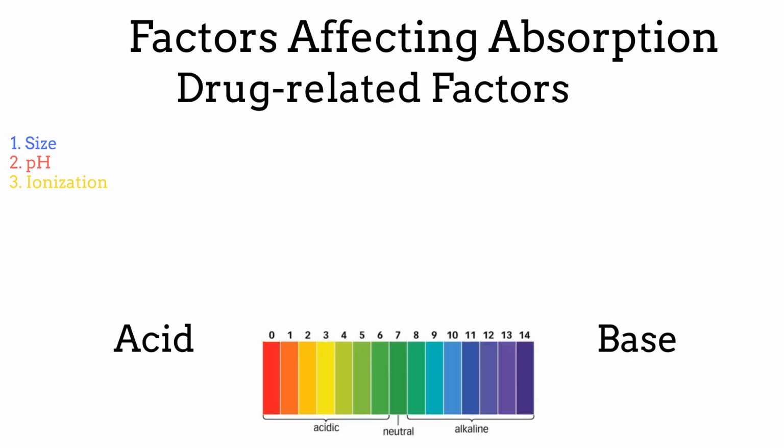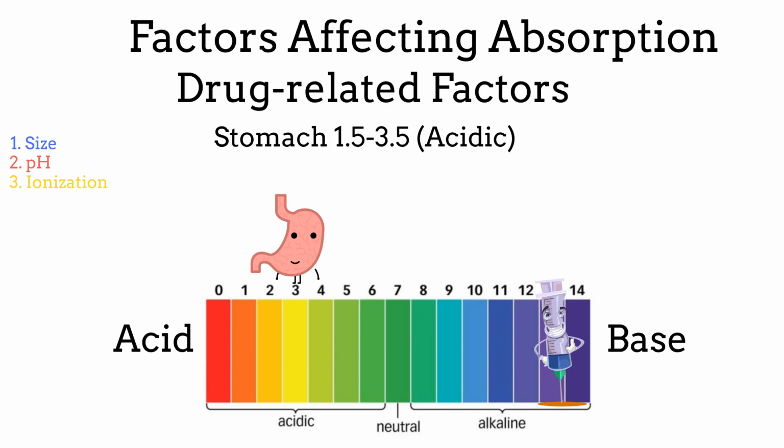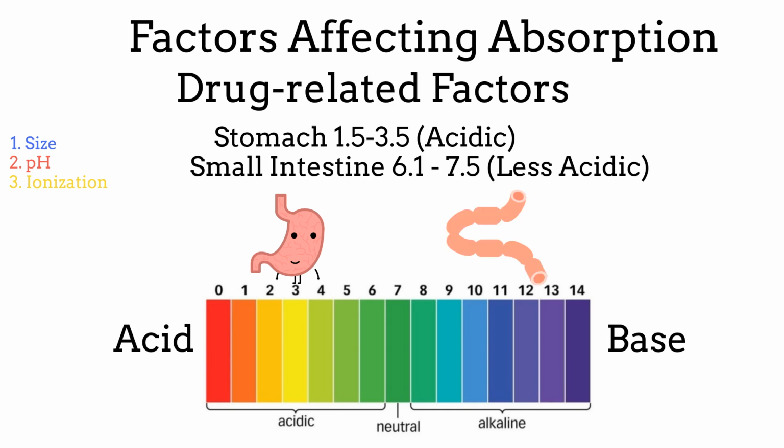Let's start with pH. pH of a drug tells you whether it's acting as an acid or a base. Acids have a lower pH, bases have a higher pH. Acidic drugs will be absorbed in an acidic environment more easily. Basic drugs will be absorbed in a more basic environment more easily. Any drug that has a pH closer to 1.5 or 3.5 will be absorbed in the stomach. Drugs that are more basic, so higher than 3.5, will likely be absorbed in the small intestine, which has a higher pH.